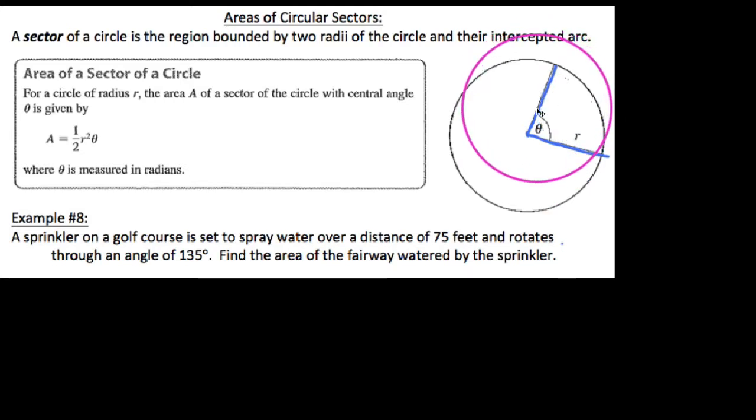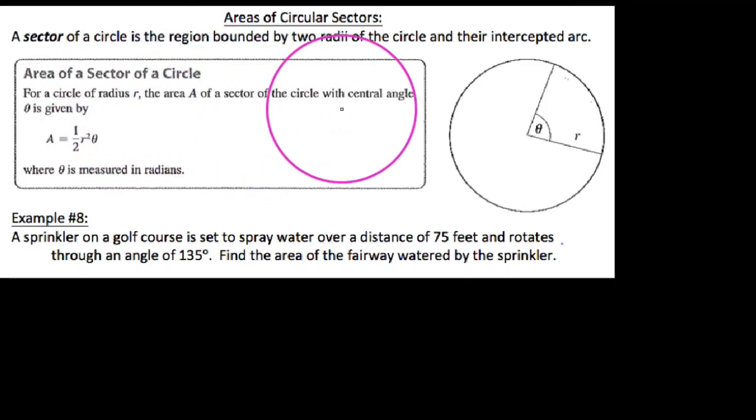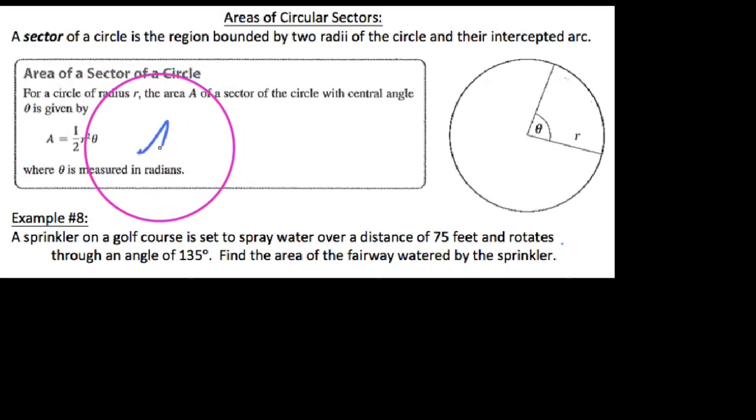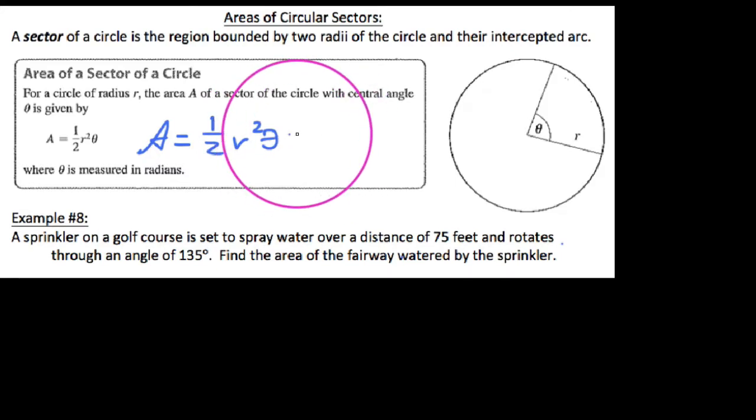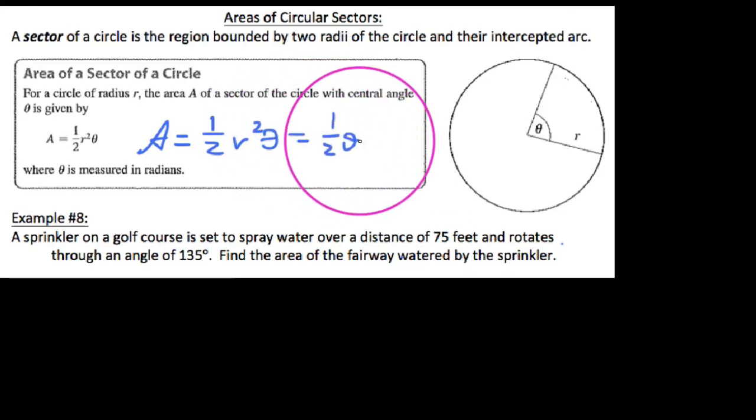Okay, so just to lay this on you without deriving the formula, what I can tell you is this. For a circle of radius r, the area A of a sector of a circle with a central angle theta is defined by this. If you can't read this very carefully, it's 1/2 r squared theta. I've also seen this written as 1/2 theta r squared.